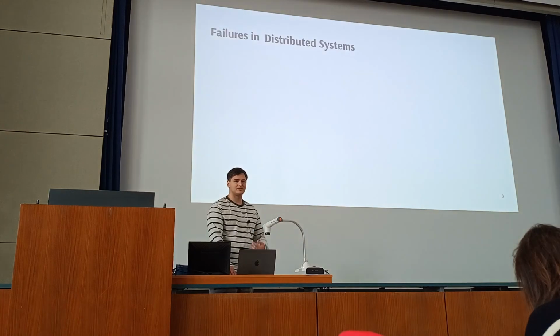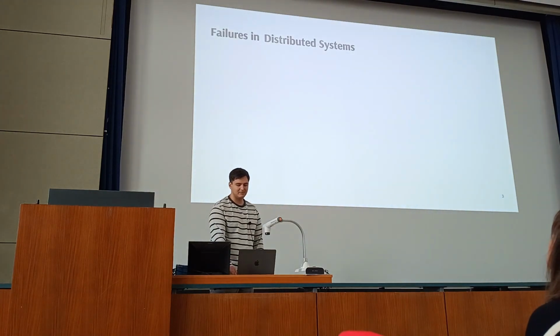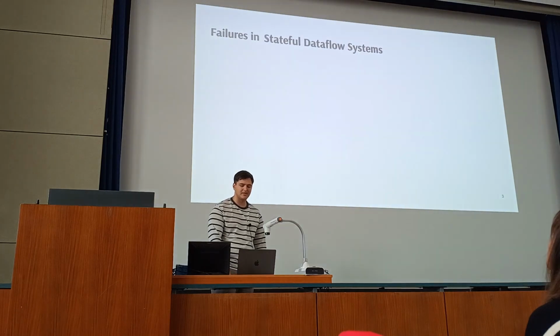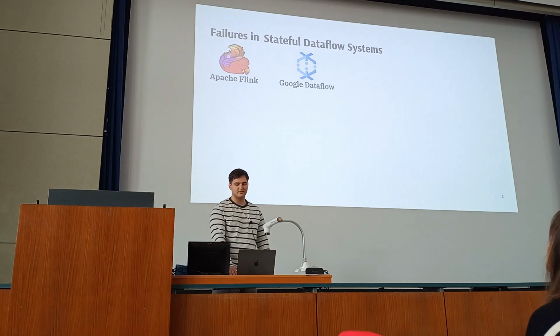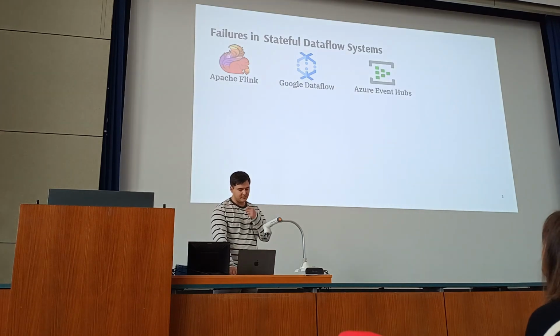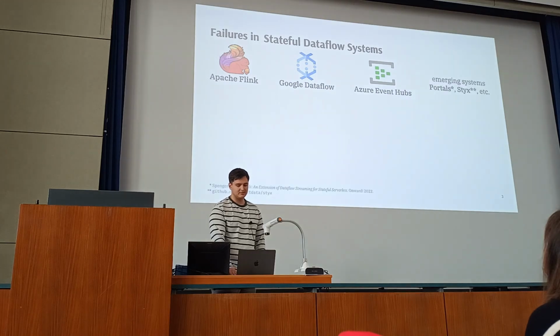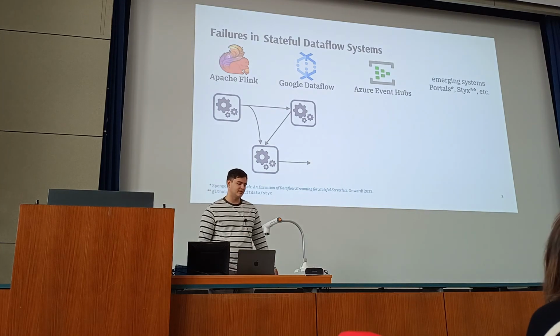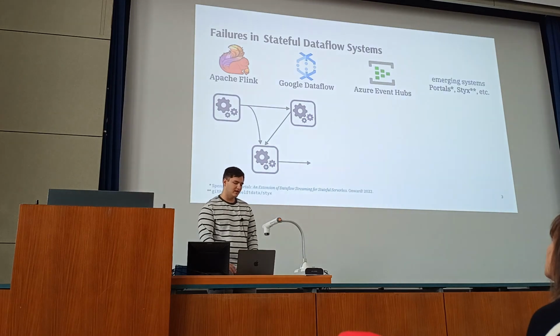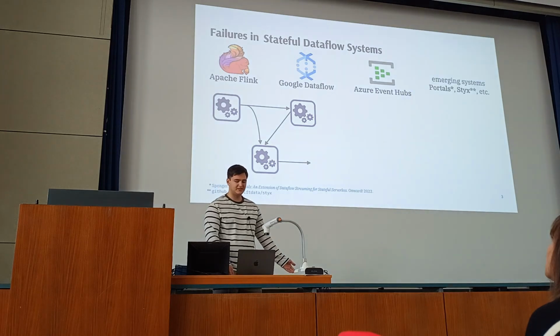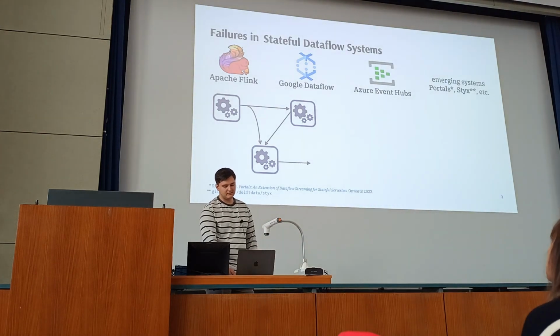However, in this talk, I'm not going to talk about distributed systems in general, but about a specific type of them, namely stateful dataflow systems. I will name a few of them. So first of all, Apache Flink, Google Dataflow, and there are also numerous emerging systems of this type. In these systems, the program is represented as a graph of nodes, which are called tasks, and they're essentially processing functions connected by edges called streams. And they send messages to each other and process the corresponding events.